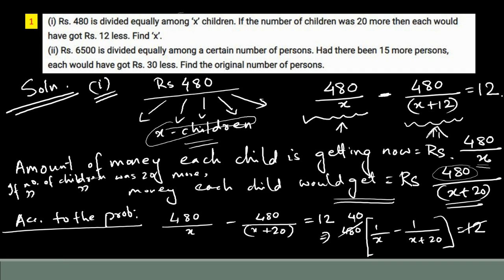So rupees 6,500 is divided equally among a certain number of persons. Had there been 15 more persons, each would have got 30 less. Find the original number of persons. Very similar sort of problem.